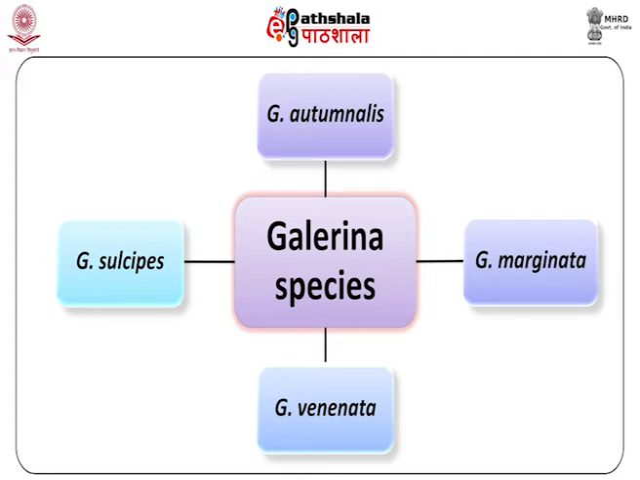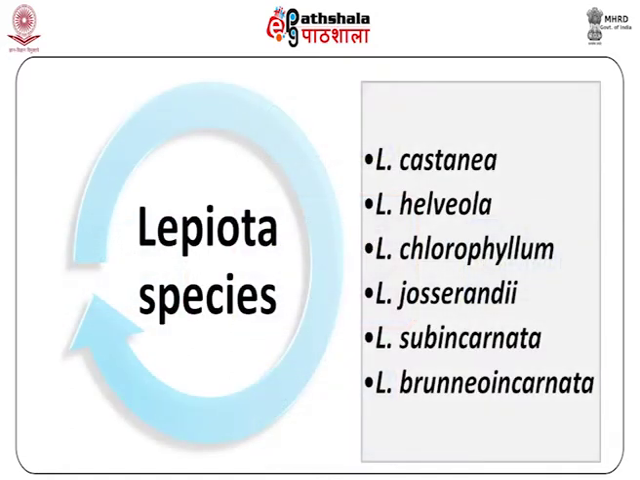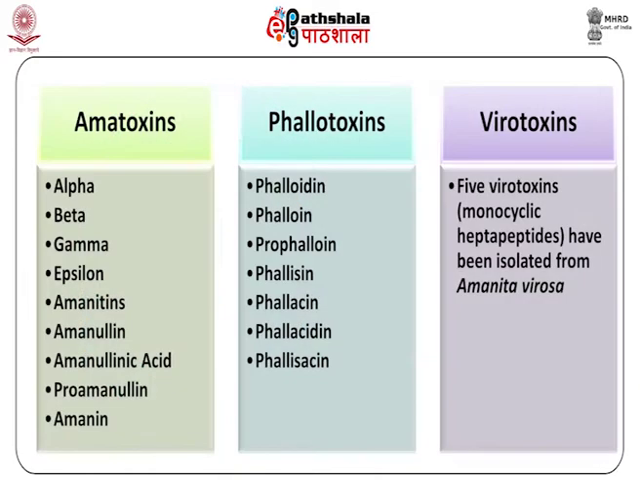Starting with the first, we have G. autumnalis, G. marginata, G. salcipus and G. venenata. Next are the Lepiota species, starting with L. castinia, L. helviola, L. chlorophyllum, L. zostrandi, L. subinicata and L. brunnercata. The toxins present in mushrooms are amatoxins, phallotoxins and virotoxins, which are all cyclopeptides.